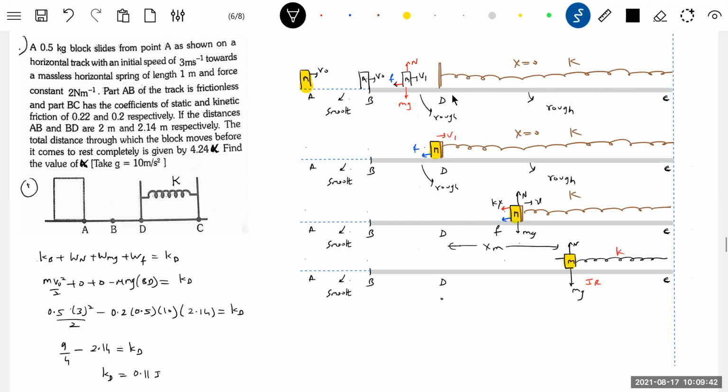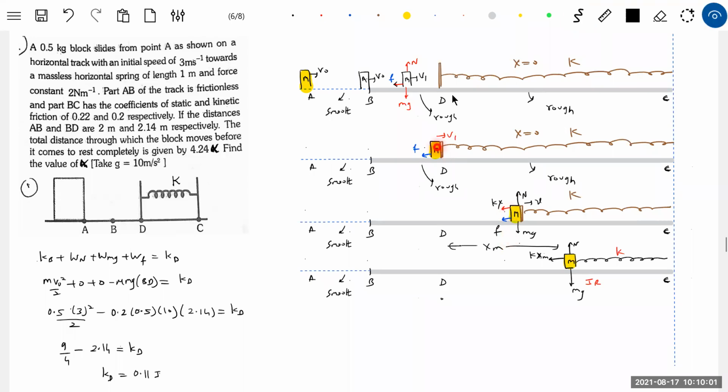So how much spring force will act here now? Kxm will act here. Let's see, shall we calculate that Kxm? How to calculate here? Spring force is acting, friction force is acting.